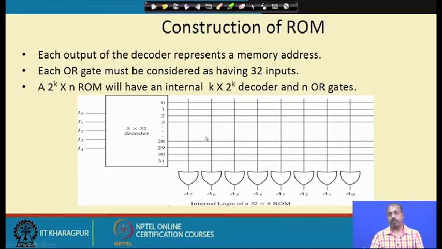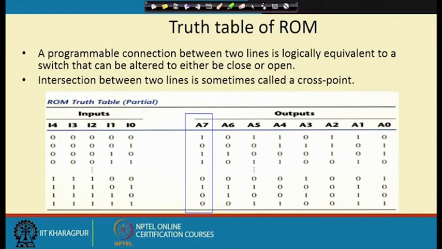But whatever design we have shown here is just a logical diagram. Physically it is never done like this, but logically you can think of these as the components in the ROM. You can program the ROM: a programmable connection between two lines is logically equivalent to a switch that can be altered to be either closed or open. For example, if this address is 00000, at that location this is the output pattern that I expect.